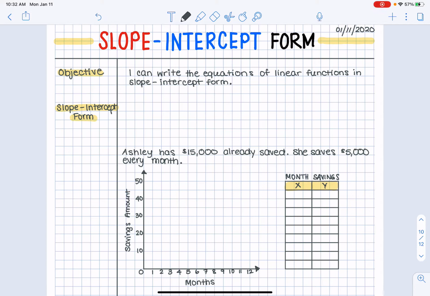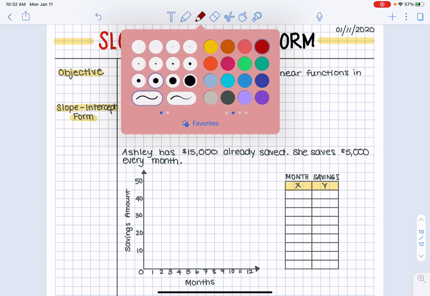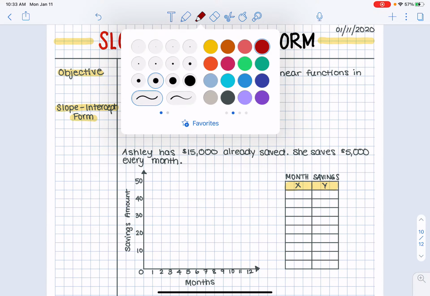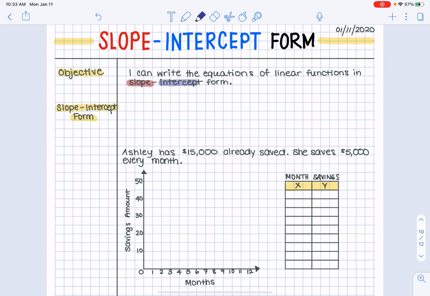started. Our objective for today is I can write the equations of linear functions in slope-intercept form. This is going to be really important. We're going to learn about how to take an equation and put it in a special form where it's easy to see what the slope is and it's easy to see what the intercept is. And we're going to talk about what those two things are in a second. All right, so first of all, what is slope-intercept form?